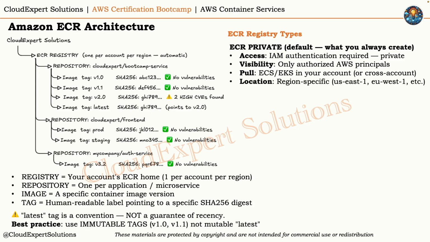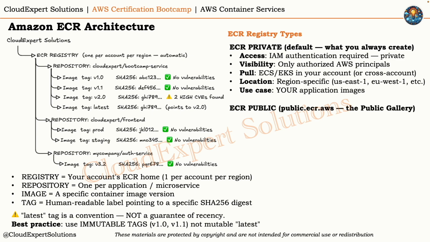All the images and artifacts are stored inside the specified AWS region, could be US East 1 or EU West 1, wherever you provision the ECR container registry. This is perfect for enterprise or production applications. For the exam, ECR always means private ECR unless public is specifically mentioned.